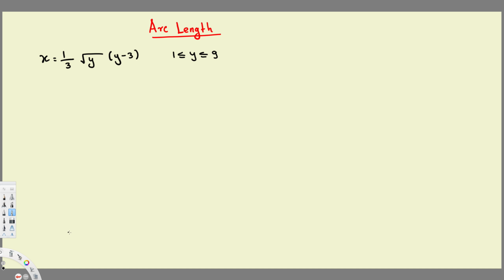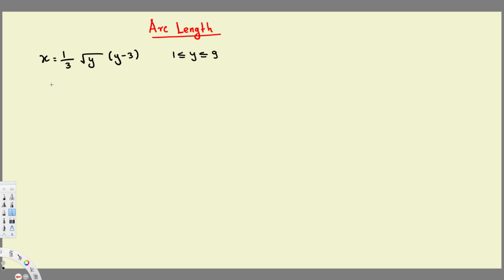Let's do this problem right here. We are going to find the arc length of this curve that's provided. Let's see how we can do this. But before we do this, we have to know the equation to find the arc length of the curve.